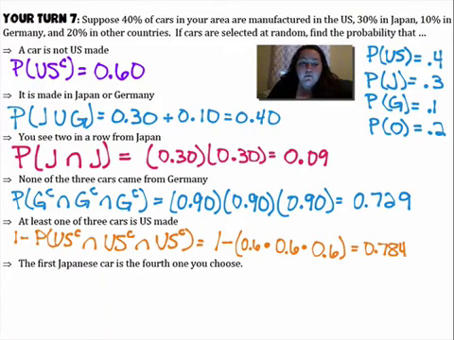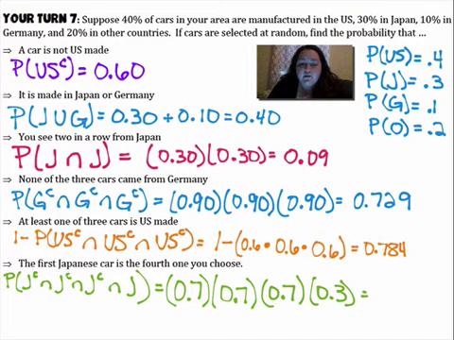The probability that the first Japanese car is the 4th one you choose. Okay, so it's not Japanese, not Japanese, not Japanese, and then Japanese. So I would multiply 0.7 times 0.7 times 0.7 times 0.3, which gives me 0.1029.